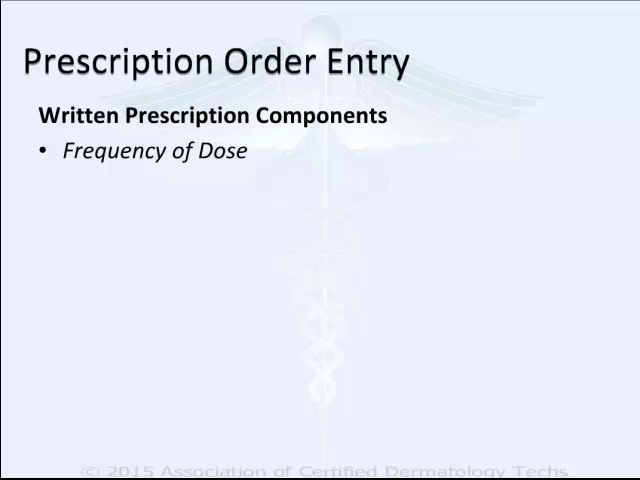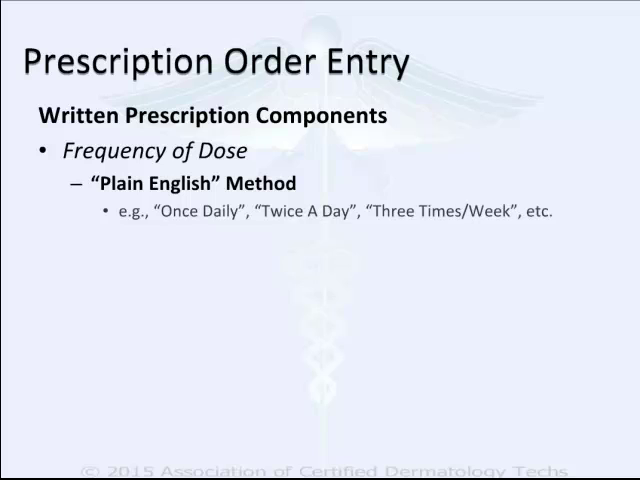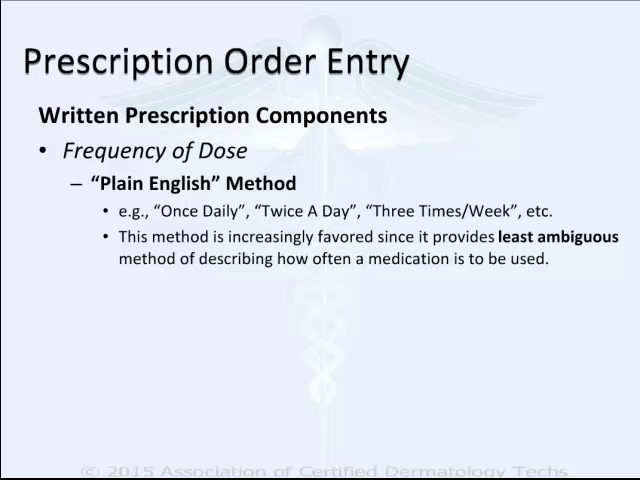There are really two ways in which the frequency can be indicated. The first is simply by writing it out in plain English. For example, just write it out as it sounds. Once daily, twice a day, 3 times a week, etc. While it's not as fancy as the alternatives, the medical field is increasingly favoring this approach as it provides the least ambiguous method of describing how often a medication is to be used.